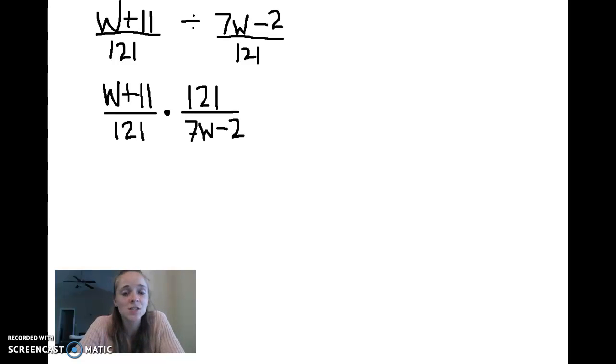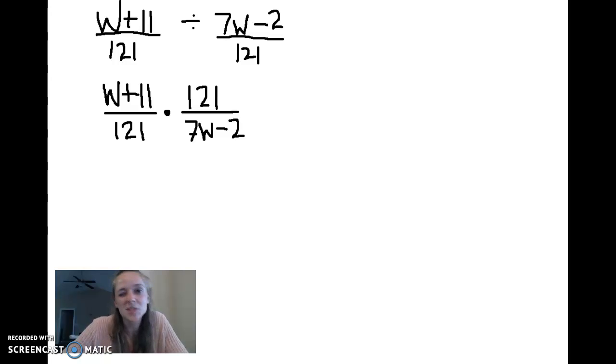Once you've changed it to a multiplication problem, you want to factor as much as possible and then cancel the factors that show up in the top and the bottom. You're only allowed to cancel something if that factor shows up in the top somewhere and in the bottom somewhere. So you cannot cancel at all if both factors show up in the top, and you can't cancel if both factors show up in the bottom.